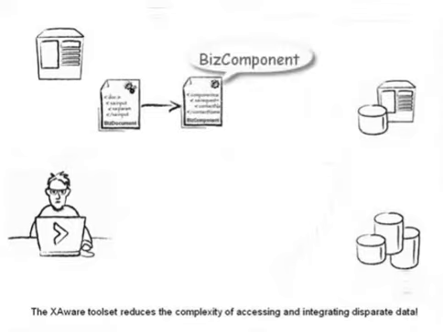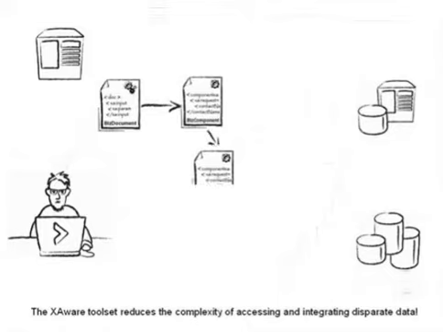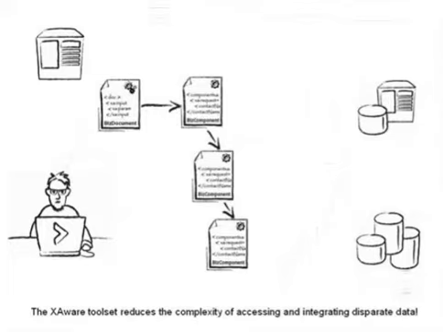The BizComponent metadata file is used to interact with data sources and transform between raw data formats and XML. XAware helps you build BizComponents through an easy-to-use wizard interface, which exposes metadata from the source. For example, for relational data sources, you are shown the available tables and columns in the database. BizComponents become reusable datasets, which can be called from any number of data services.